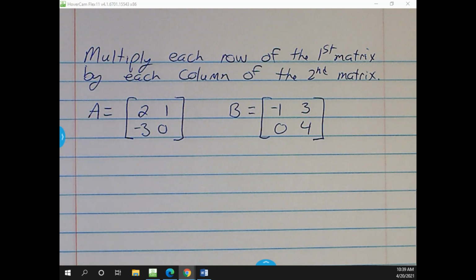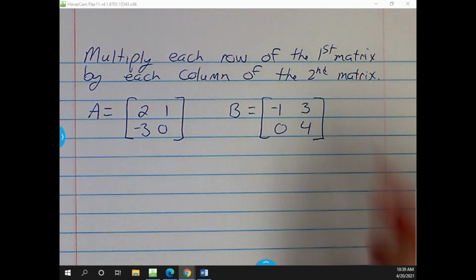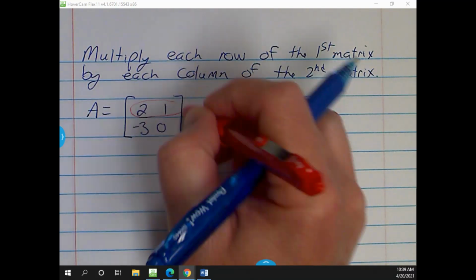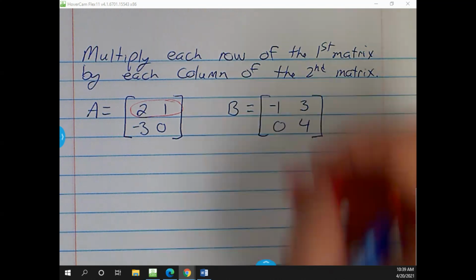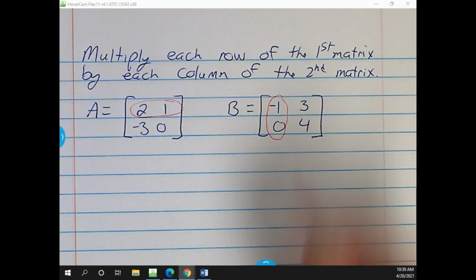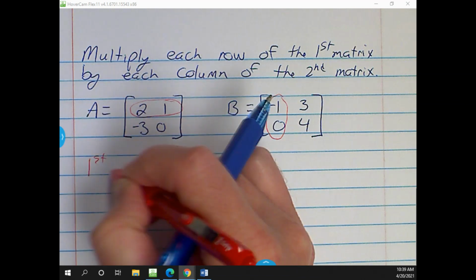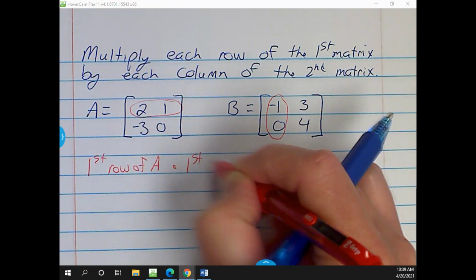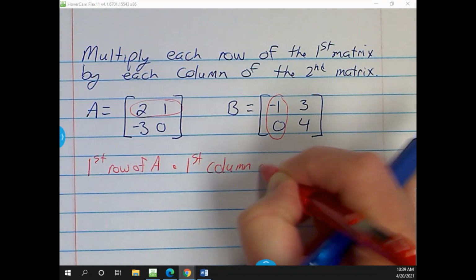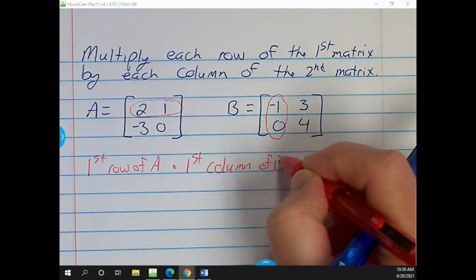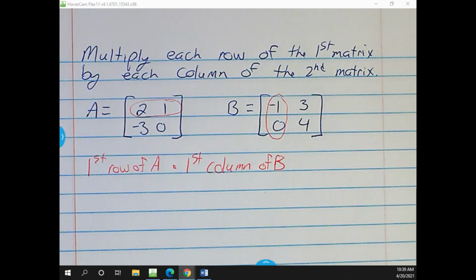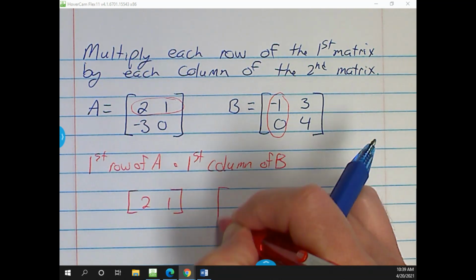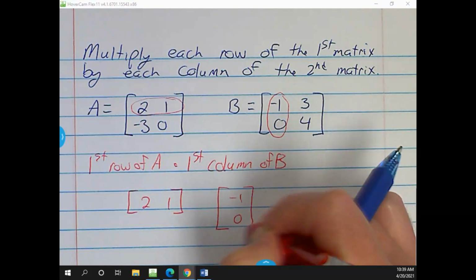Okay, very first thing we're going to do is, again, always do the rows of the first matrix by the columns of the second matrix. So for this one, we start with the first row here, which is 2, 1, and we're going to multiply it by the first column here, which is negative 1, 0. So it's the first row of A times the first column of B. That's 2, 1 times negative 1, 0.